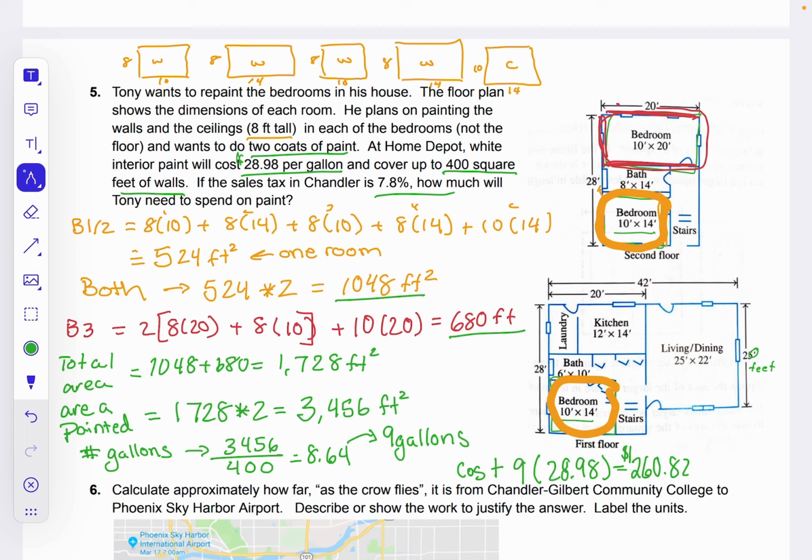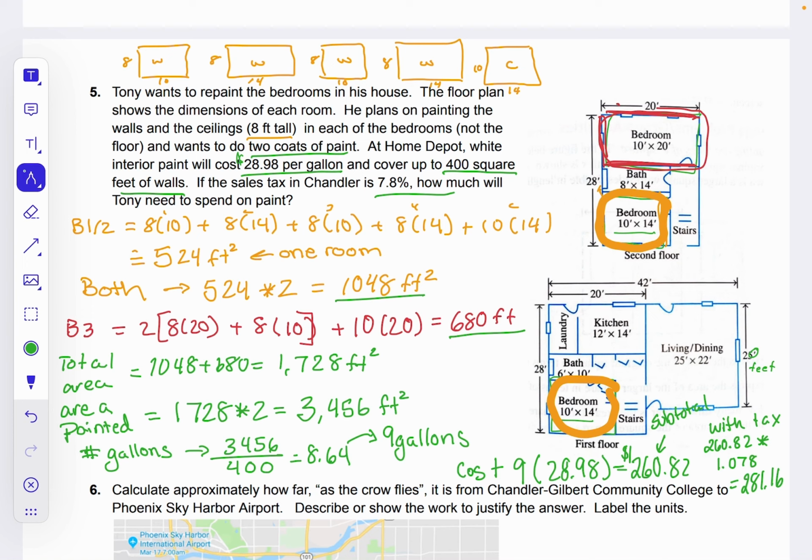So if this is going to be my subtotal, and then if I want it with tax, I would take this number, the 260.82, and I'm going to times that by 1.078. If you remember back to an earlier video, we talked about why that 1.078 works. It's the 100% plus the percent for the tax, and that would get us a total of $281.16.